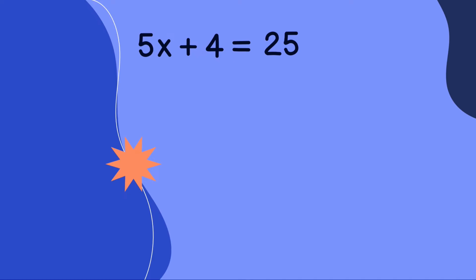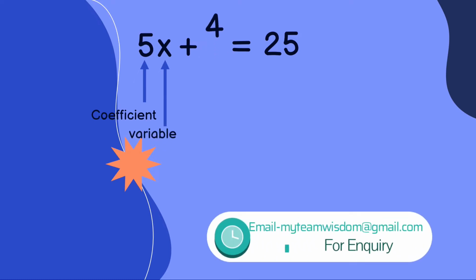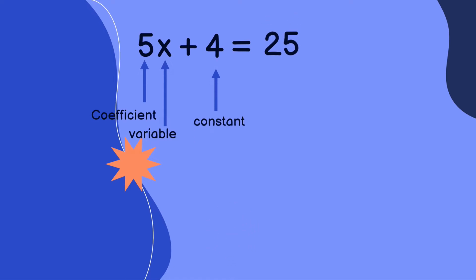We're going to divide this expression. So the number 5 is called a coefficient because it has a variable next to it. This letter is called a variable. The next number 4 is called a constant because it has no variable next to it, and 25 is also a constant.